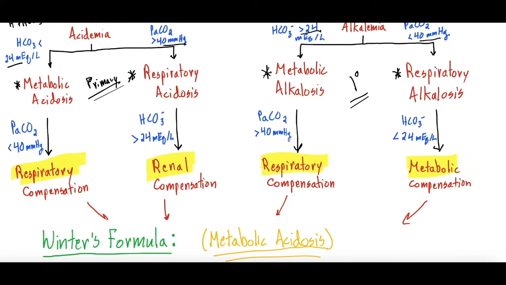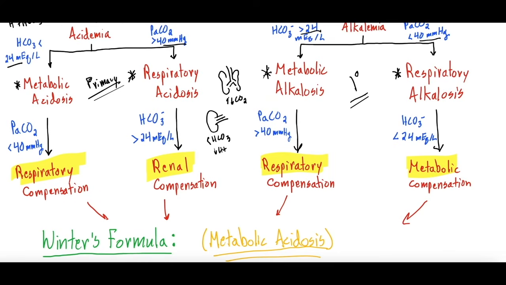So the kidneys, right, if we draw a little bean here, the kidneys can either absorb more bicarbonate or excrete more hydrogen ions, and that's how they compensate renally for an acidosis or alkalosis. Whereas the lungs, right, the lungs can breathe out CO2 or hold on to CO2, and that's how the respiratory system compensates for an acidosis or alkalosis.